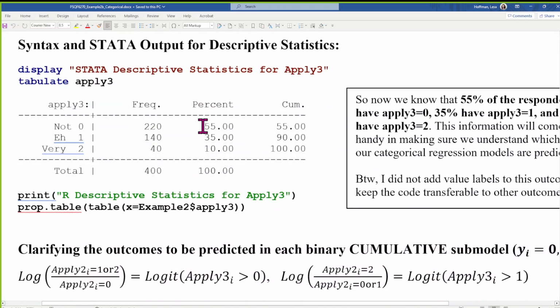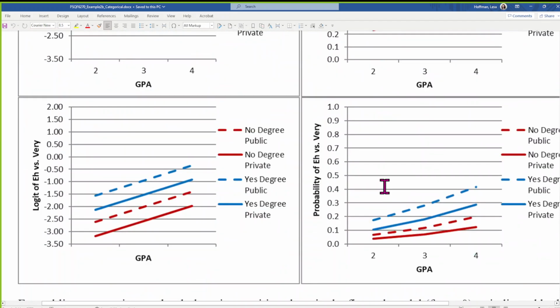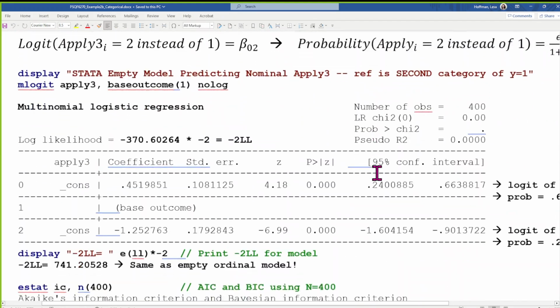So the proportion of people who answered a 0 is 0.55. The proportion of people who answered 1 is 0.35. And the 2s have a proportion of 0.1. Okay. Here we go. Back to nominal now.